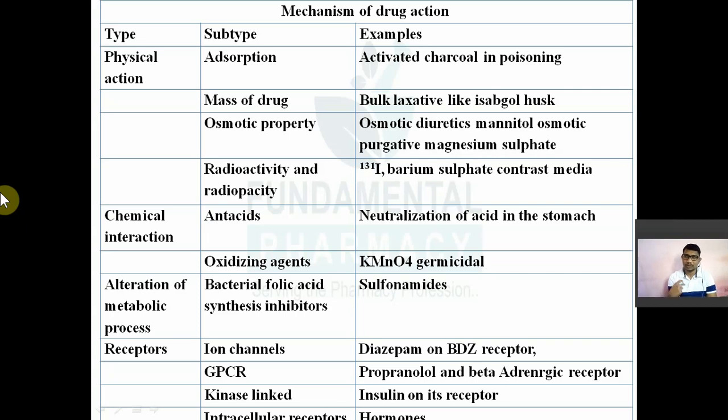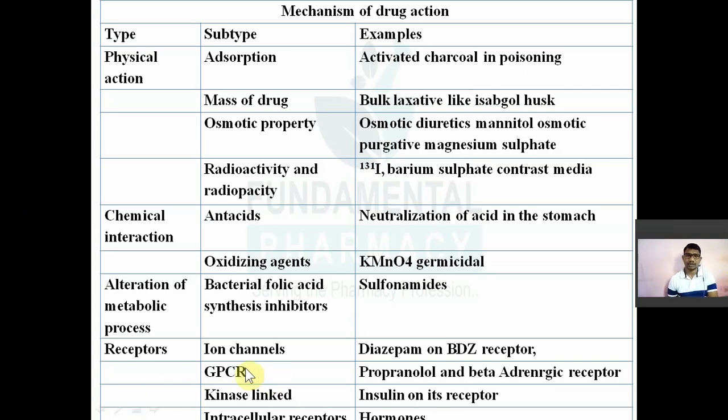So depolarization results in the stimulation action, and hyperpolarization results in the inhibition or depression action. So that's why diazepam will depress the CNS by acting on ion channels.